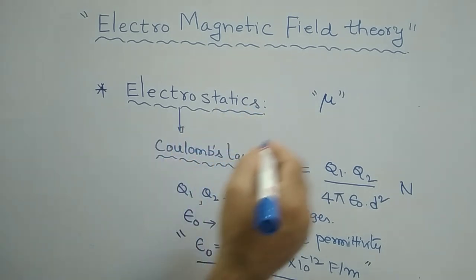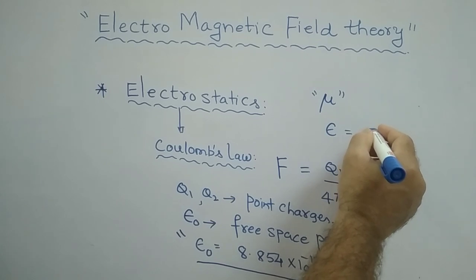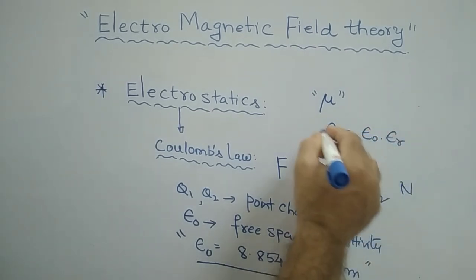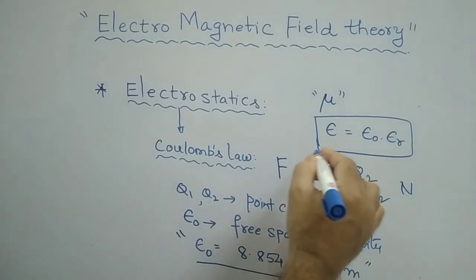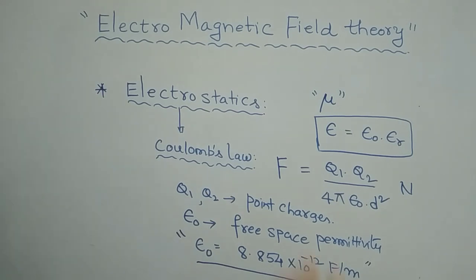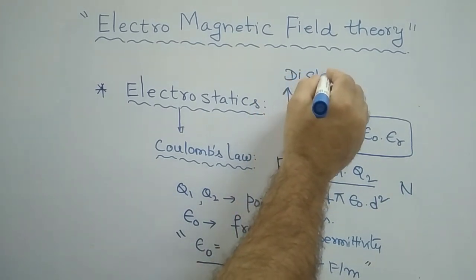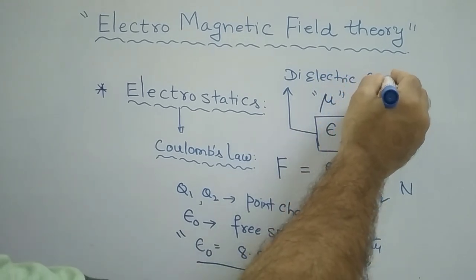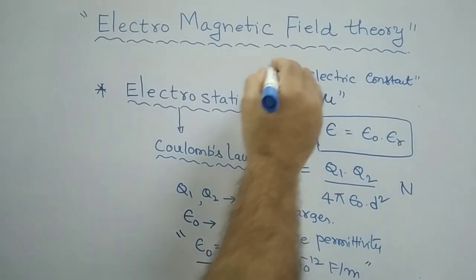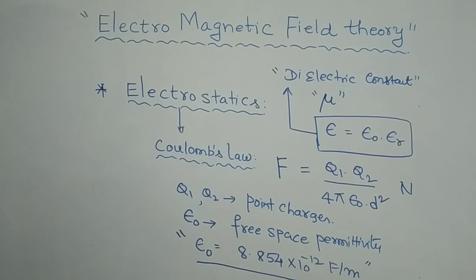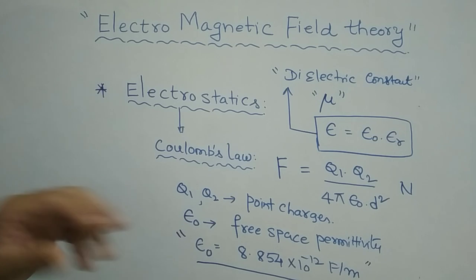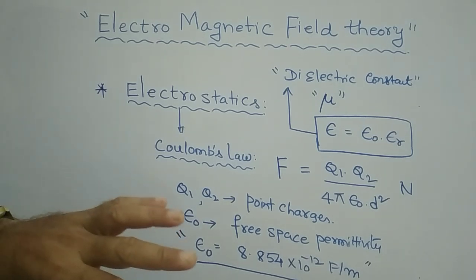In general, the permittivity is equal to the product of epsilon naught and epsilon r, really speaking. This is the definition of permittivity, sometimes called the dielectric constant. Wherever the experiment is to be conducted, we consider the atmosphere, whether you are conducting it in some particular medium or in free space, the area where you are conducting that particular experiment. Therefore, we have to consider the dielectric constant.